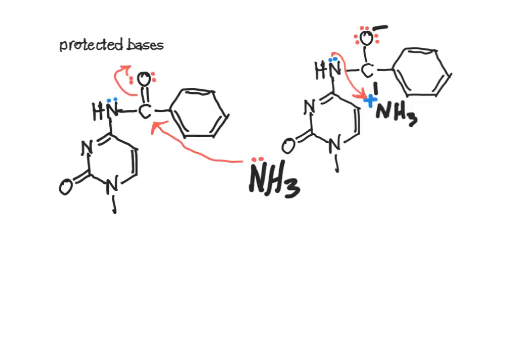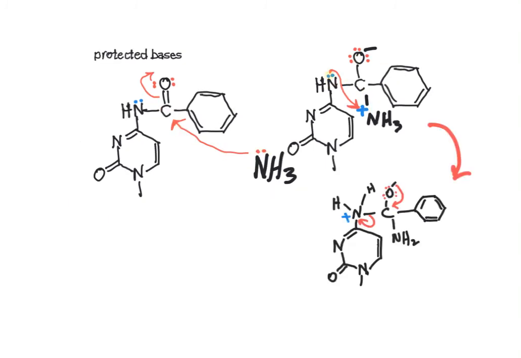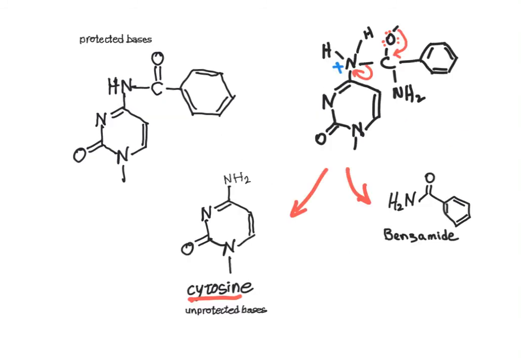The deprotection of the nitrogen bases is a typical reaction of an amide with ammonia. We add the nitrogen to the carbonyl of the amide group. We create a tetrahedral intermediate. Then, after a proton shift from ammonium ion, the tetrahedral intermediate collapses, reforming the carbonyl. This will kick off benzamide and the unprotected nitrogen base.